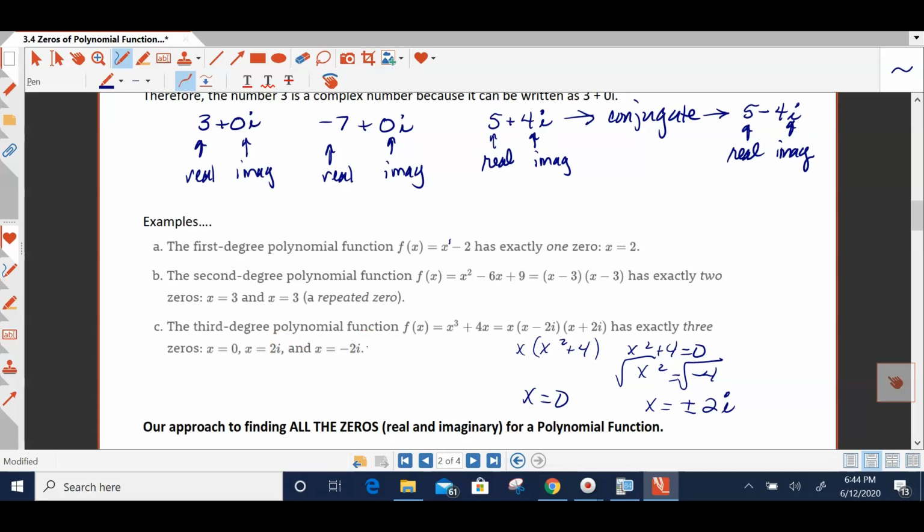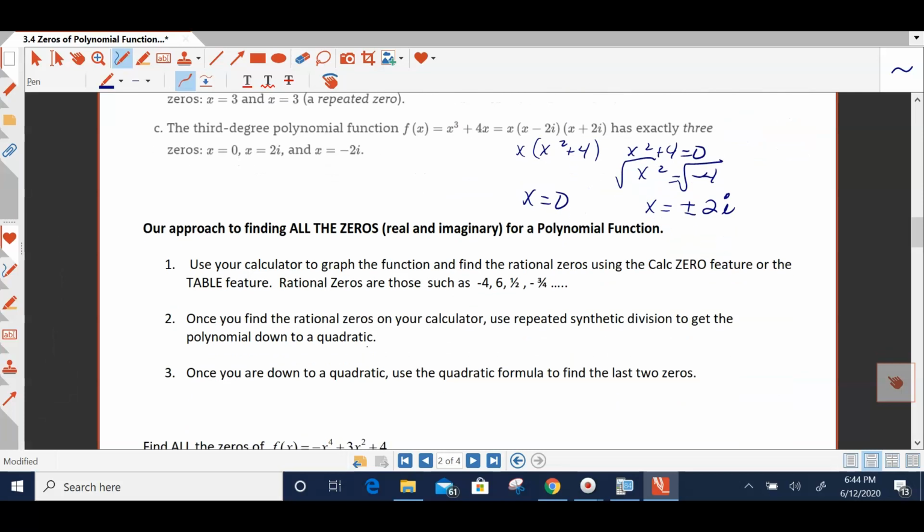So I am going to stop this video here and then pick up with the next video on what's going to be our approach to finding all the zeros now, all the real ones and all the imaginary ones.